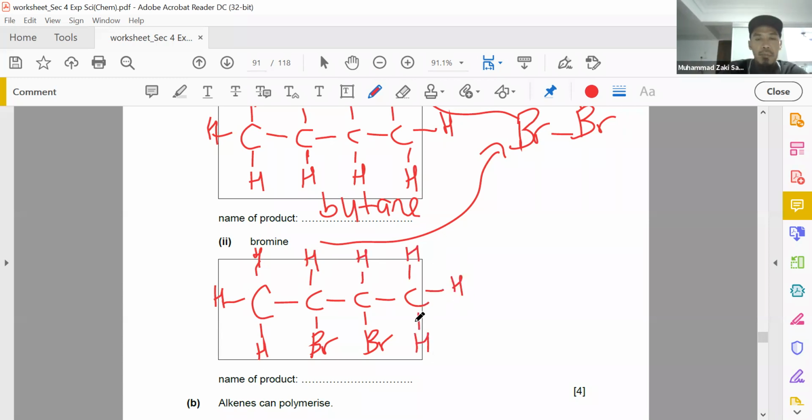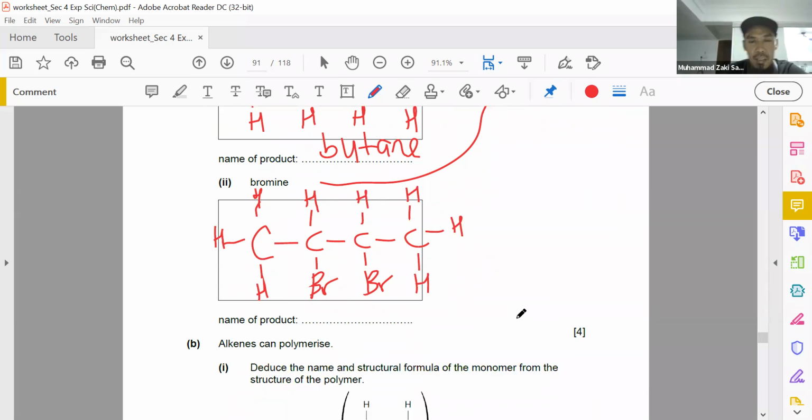What's the name of this product? This one is a bit tricky. How should we name this? It is 1,2-dibromoethane. Remember 1,2. Now I want you to see how we name this.